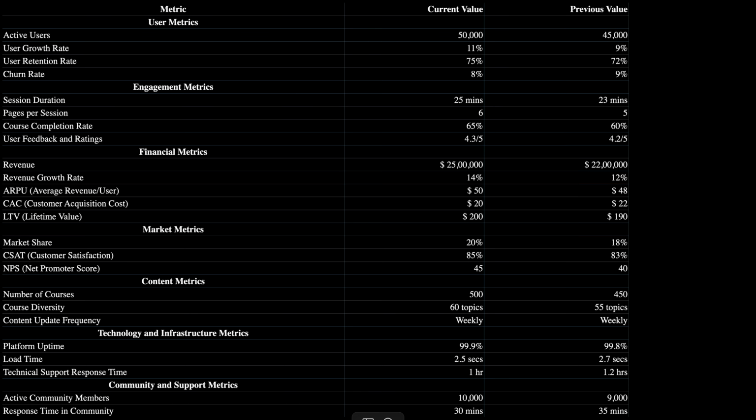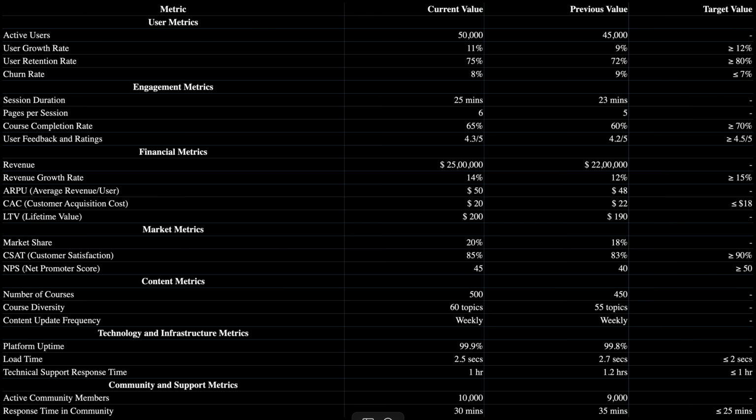Let's say that's the current value. My previous value was, let's say, 45, 9%, 72. So this is over a specific period of time. I'm considering current values now, whereas the previous value might be a year back, a month back, yesterday's, or weekly data. So this would give you how much your growth rate is progressing or decreasing.